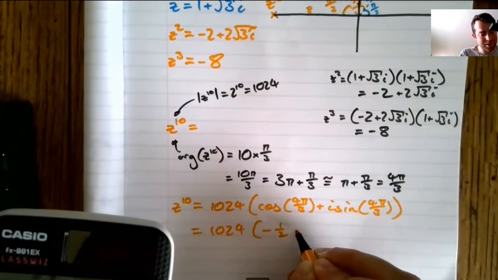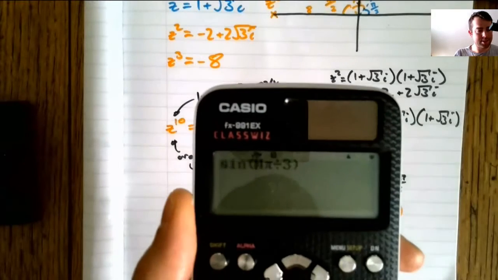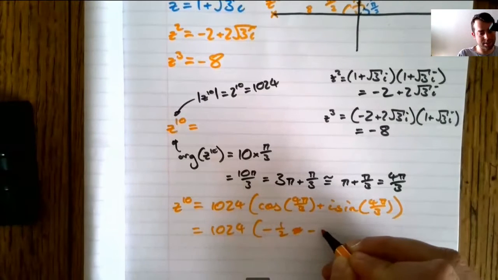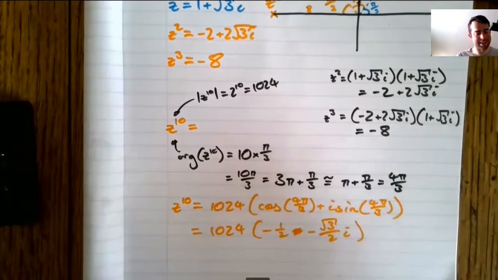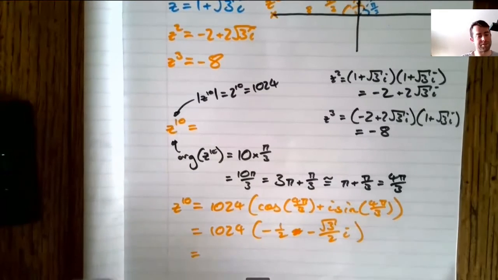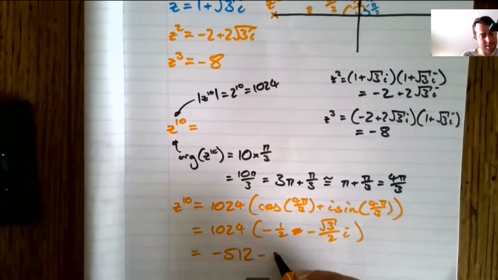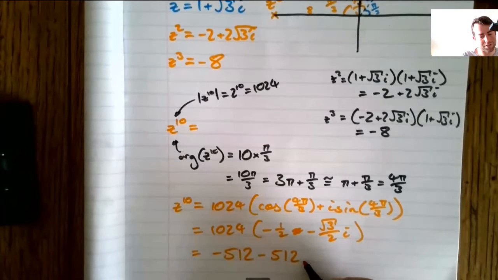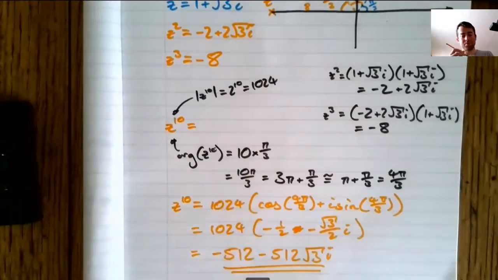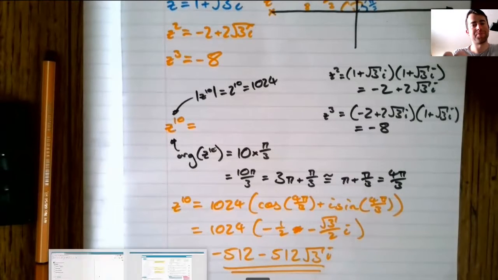Minus a half plus, change that to sine, minus root 3 over 2, minus root 3 over 2 i. Let's expand that out, because we can do this times a half is 512. So that's negative 512 minus 512 lots of root 3 i. Beautiful, beautiful, beautiful. I quite want to check that and show you what's going on in GeoGebra.